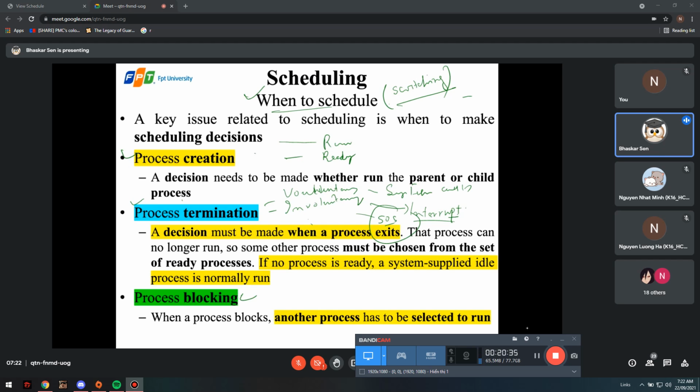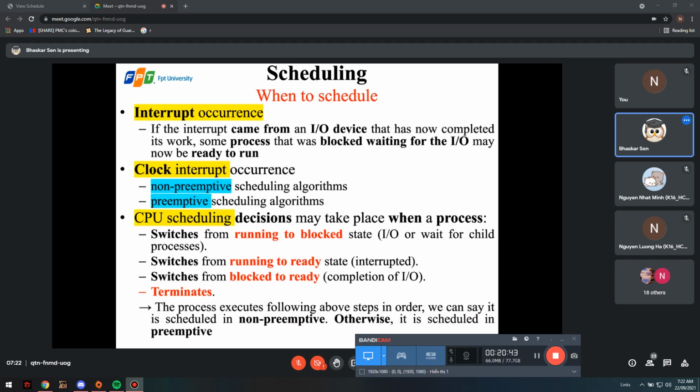Blocking. Again, another process has to be selected to run. This is also another part where we need switching. Then the next important one is interrupt. We already saw that interrupt occurrence. An interrupt can happen for many reasons.